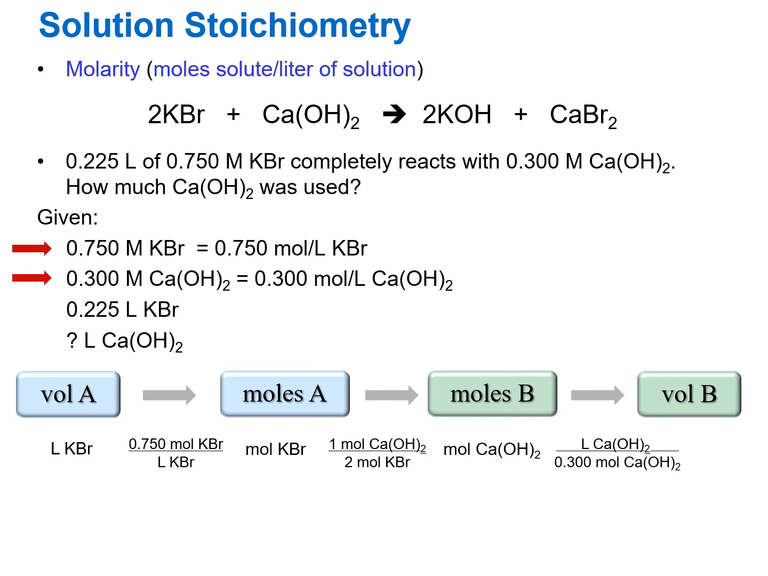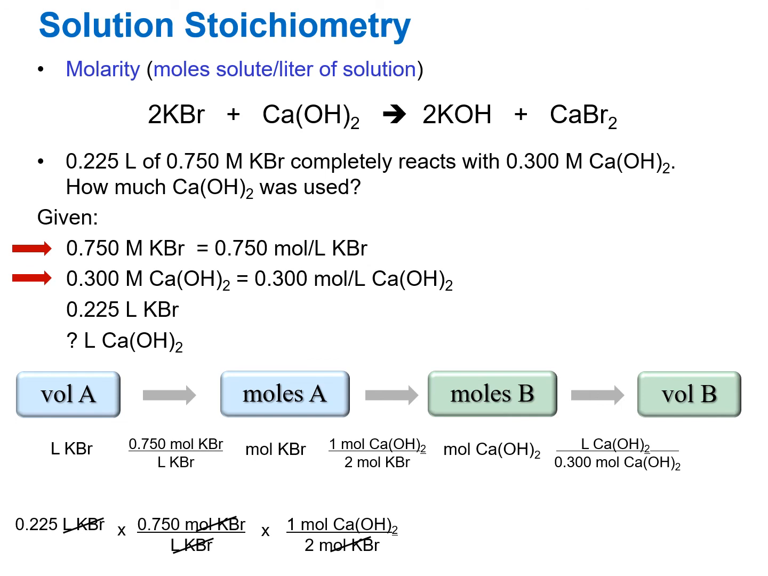So if we take all of this and drop it into an equation, we would start with our volume of potassium bromide. We would use the molarity to do a conversion factor, and that would allow us to get out of liters of potassium bromide and into moles of potassium bromide. We can next drop in the conversion factor that we get from our balanced equation. This is the stoichiometry part right here. And that will get us out of moles of potassium bromide and into moles of calcium hydroxide.